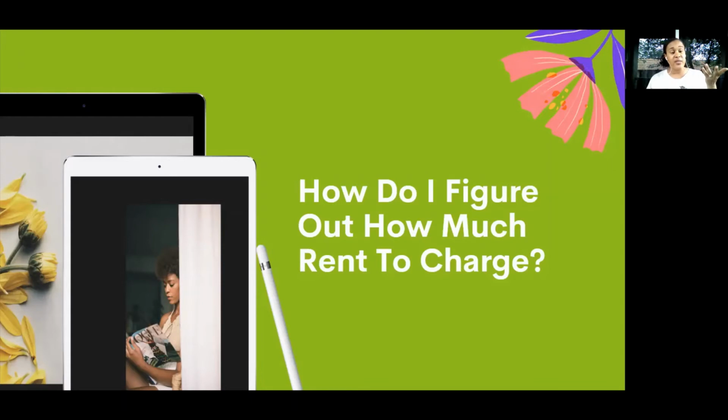If your apartment is 65 square meters and apartments in the area are also 65 square meters, you need to have a like for like. So this is how you'd be able to figure out and establish what you can charge for your rent.